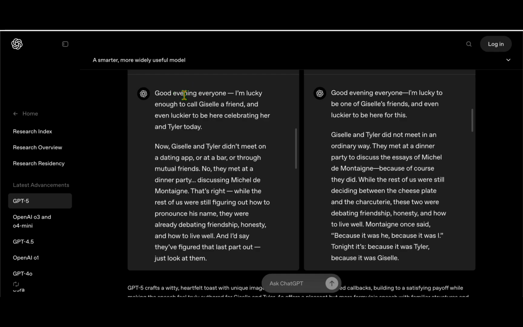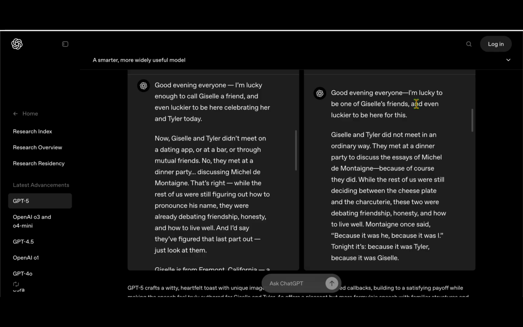This is GPT-4o. Good evening, everyone. I'm lucky enough to call Giselle a friend, and even luckier to be here celebrating her and Tyler today. Now, Giselle and Tyler didn't meet on a dating app or at a bar or through mutual friends. They met at a dinner party.